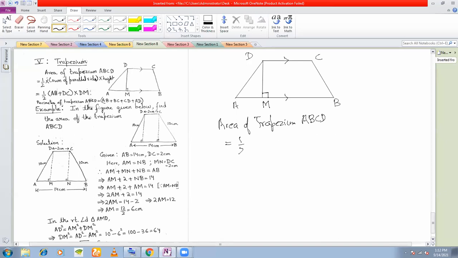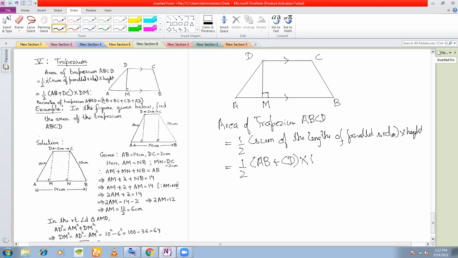is half sum of the length of parallel sides into height. So in this figure, what is the sum of the length of the parallel sides? AB is one parallel side. The other parallel side is CD. So AB plus CD. And what is the height? DM. Okay. So remember this formula for area of a trapezium.